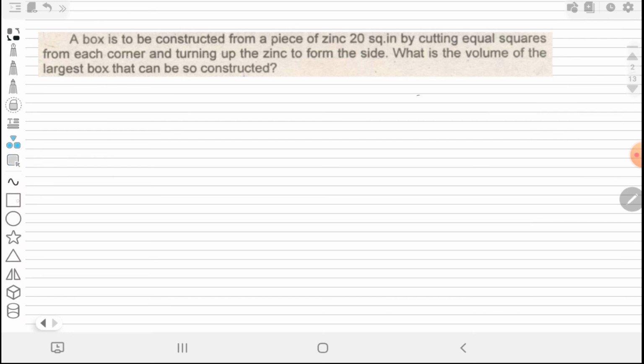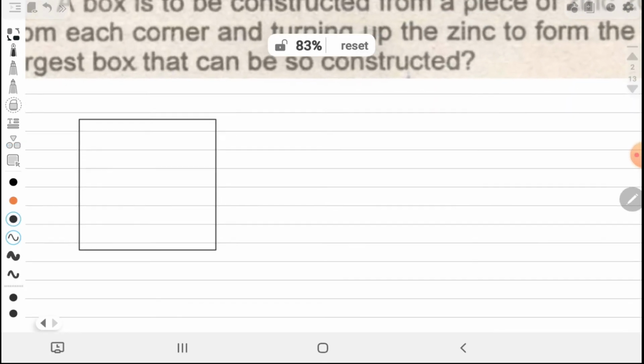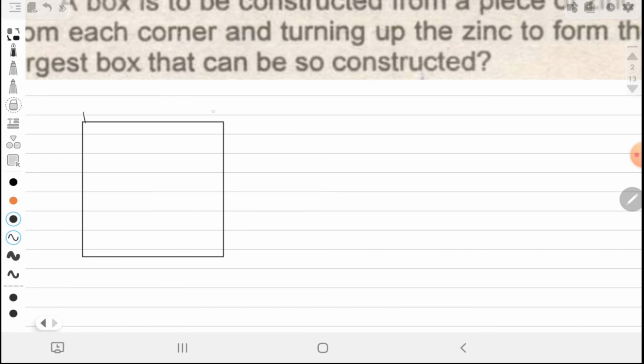Okay, so 20 by 20 yan, no? Number 20 na zinc, tin zinc, yan. So from that, gagawa tayo ng ganito. And then, we all know that this is 20 and this is 20. So ang gagawin natin, sabi niya sa problem para makagawa tayo ng box is magkakat tayo ng value ng x, square x, square x, square x, and another square x.